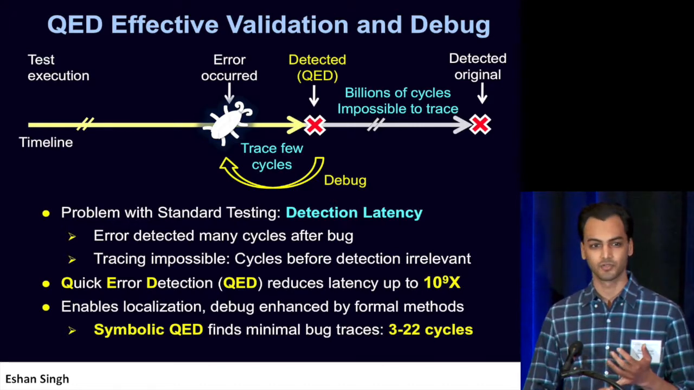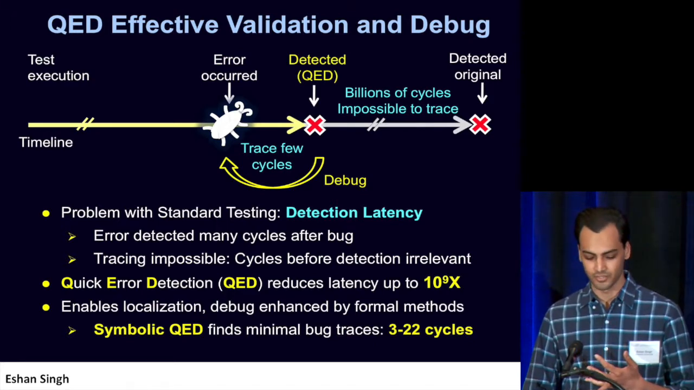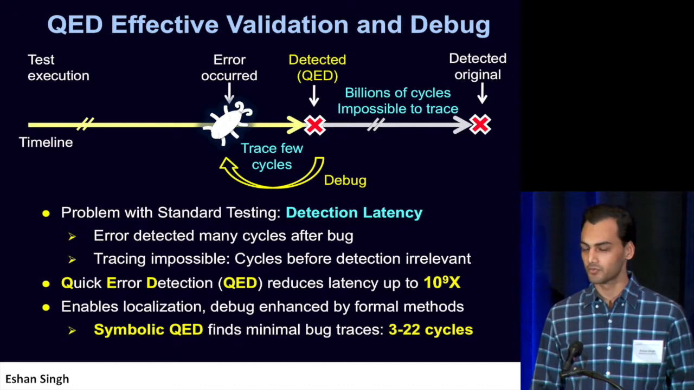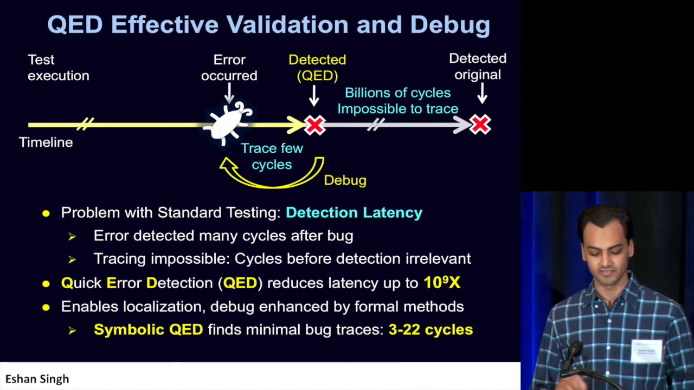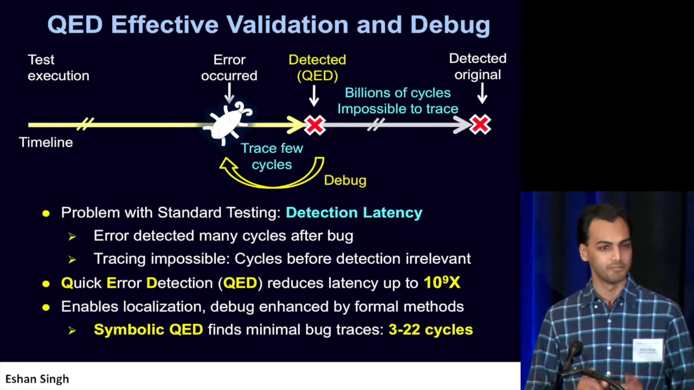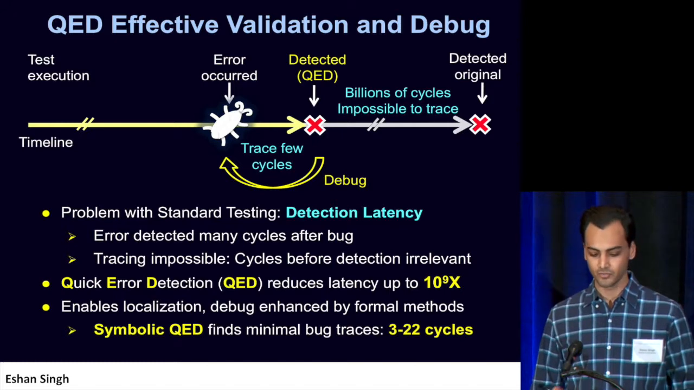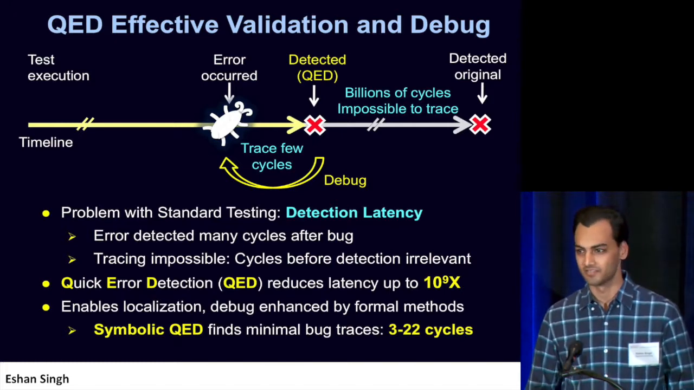You can't capture all of the data to actually go through it, and if you capture the most recent data, it's really not relevant. So in our group, we've developed quick error detection, which reduces this error detection latency by up to 10^9x in cases from an actual industry study that we've used. And this actually enables localization and debug techniques such as symbolic QED, where we're able to find a minimum length trace, 3 to 22 cycles, to actually activate and localize the bug to specific submodules. And I'd love to tell you more at my poster.